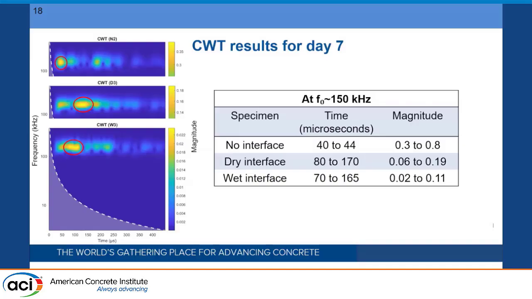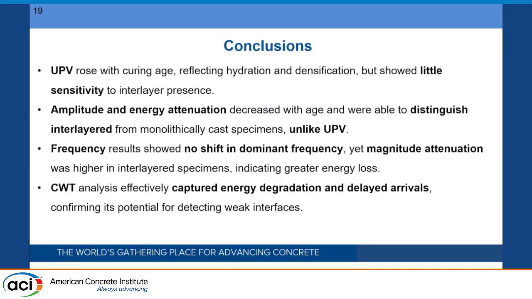The dominant frequency for specimens that were cast monolithically was between 40 to 44 microseconds. Then it was delayed to between 70 to 170 microseconds for specimens that had interlayers. Also, the magnitudes are significantly less than the case that we had no interlayer. So I would say CWT could help us to see the differences between the specimens.